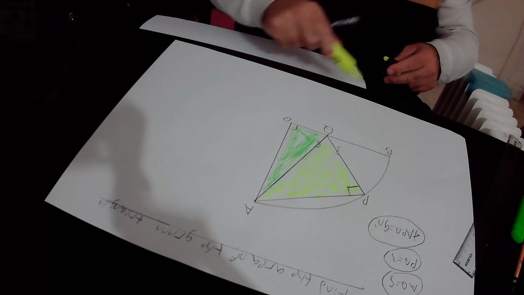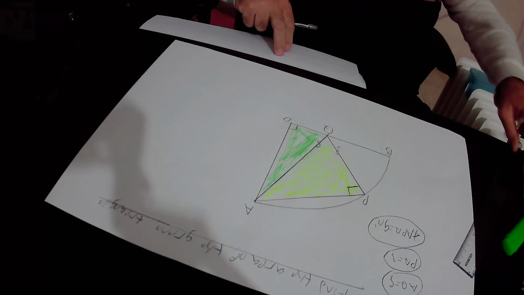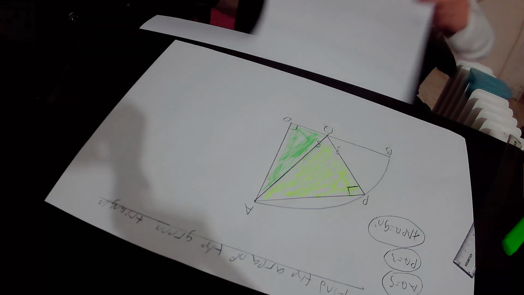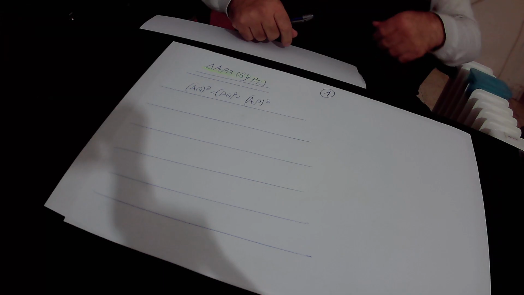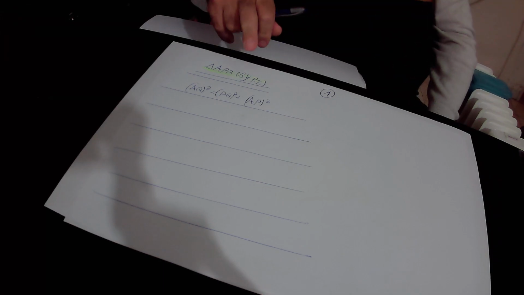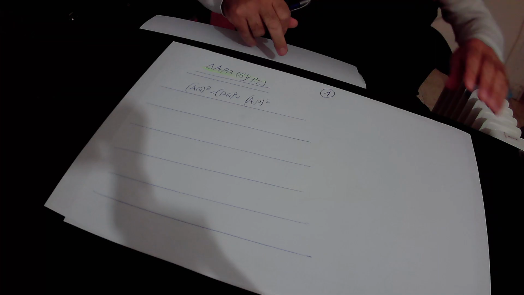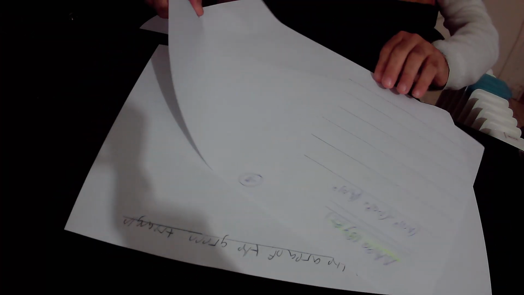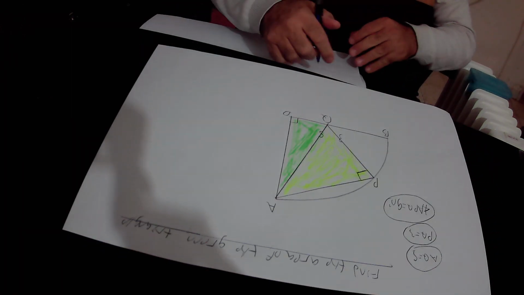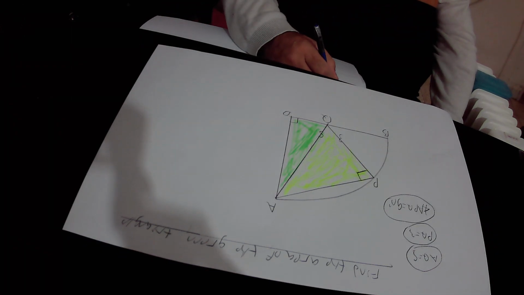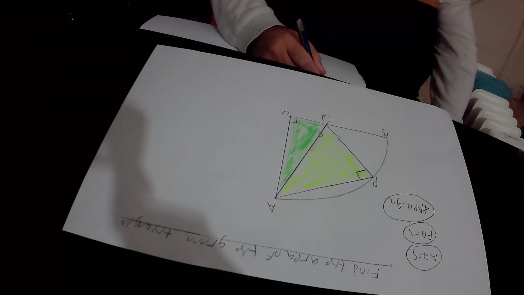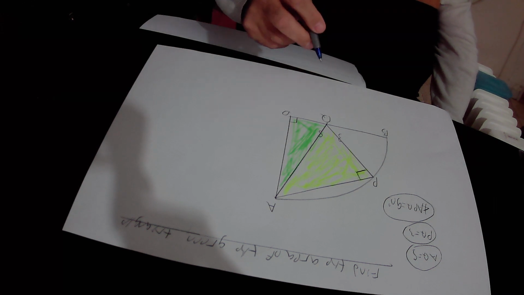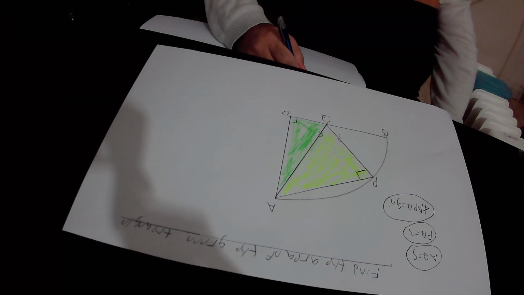I repeat again, in the right yellow triangle APQ, according to the Pythagoras theorem, AQ squared equals PQ squared plus AP squared. So AQ is 5, therefore AQ squared is 5 squared, that is 25. And it is equal to PQ squared. PQ is 3, therefore PQ squared is 3 squared, that is 9, plus AP squared. AP is unknown, so we leave it as it is.